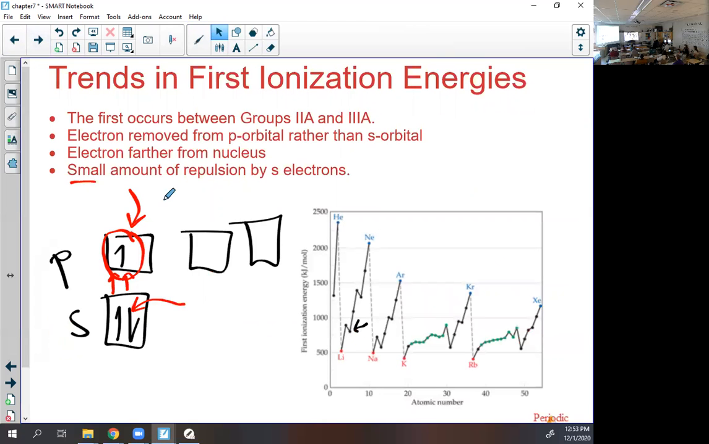The first occurs between group 2 and 3, or family 2 and 3. The reason is that the electron is removed from the p orbital rather than the s orbital. That means the electron is farther from the nucleus, and there's also a small amount of repulsion by s electrons. Okay, now you're going to write, but please listen to what this is saying. It is saying it requires less energy to remove this one than it would one of these.